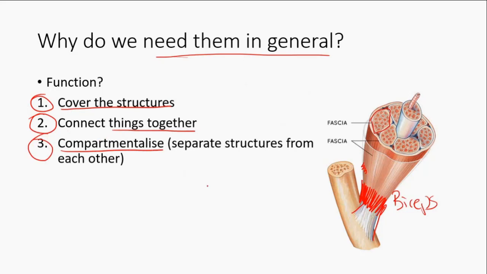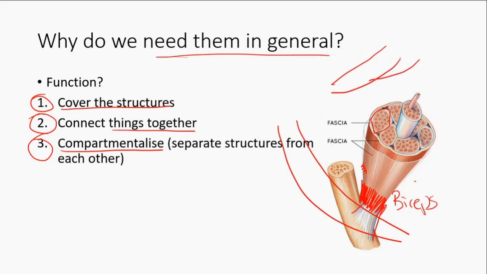And then the third one is compartmentalization. It separates structures from one another. So let's say you have your bicep, but then you also have your coracobrachialis on your arm as well. The body doesn't want these muscular fibers scraping on one another and maybe the fibers mixing with one another. So it covers them and separates them from one another. And inside the muscles as well, it separates units of muscle so that nothing gets mixed up and everything is very organized and tight. Right, so these are the functions. Quite simple, no need to go into too much detail.